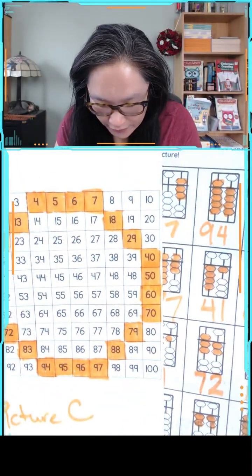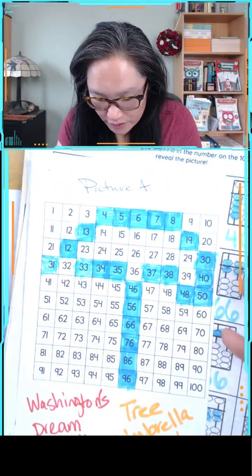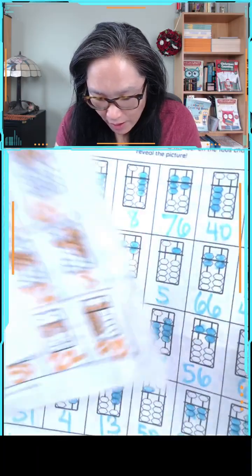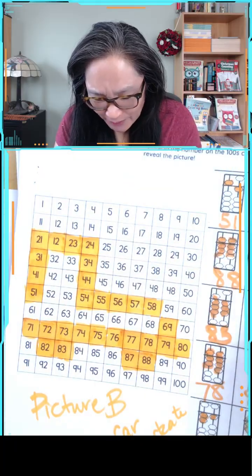So I think I was going to add this one to my repertoire of activities, but I haven't figured out what I wanted to do quite yet. It's like pixel art, and so you figure out the numbers and you figure out what the picture is. Some of them are a little bit off, so I've got to redo this.